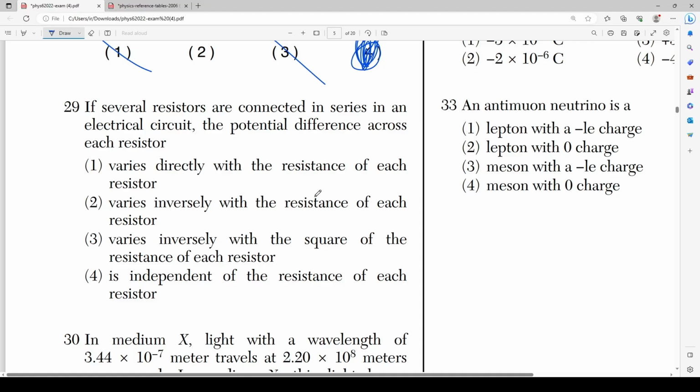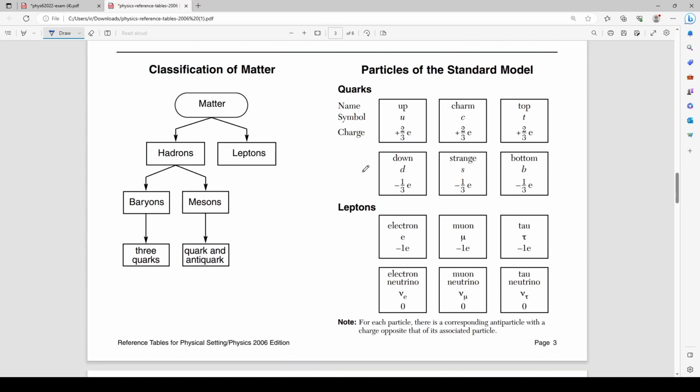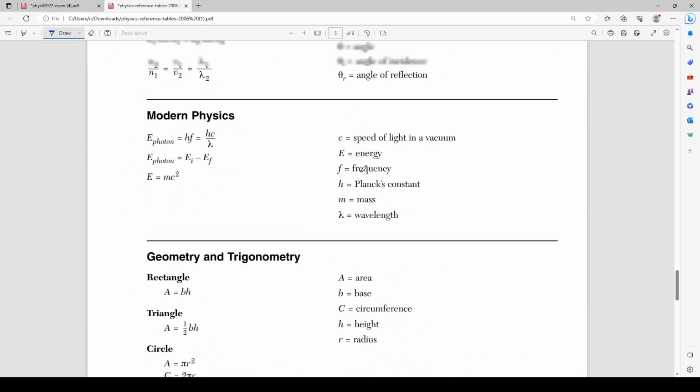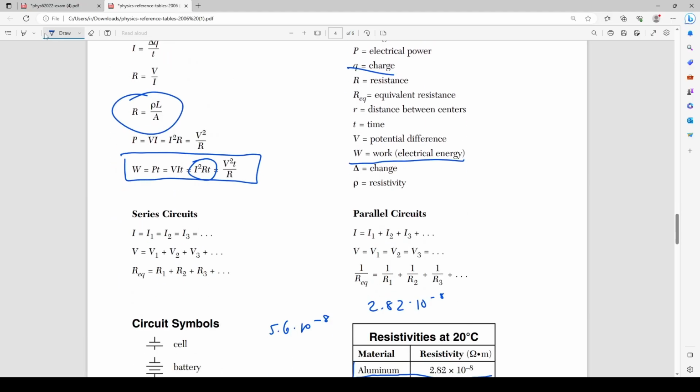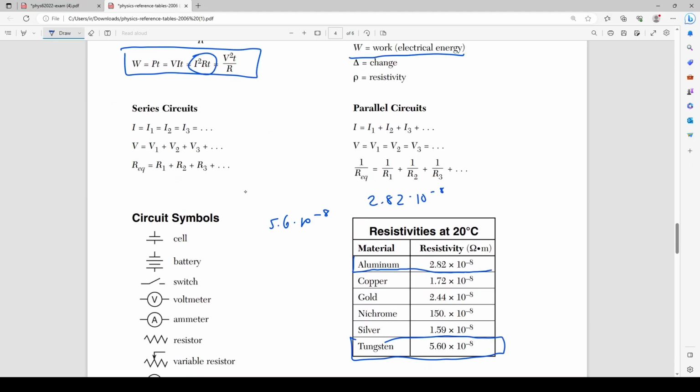Number 29 says, if several resistors are connected in series in an electrical circuit, the potential difference across each resistor is what? So there are some key things here. It's several resistors, so it's multiple, and they're connected in series. So I'm going to look at my reference table, scroll all the way down to energy, and specifically electricity, to where it's a series circuit, because they're connected in a series circuit.